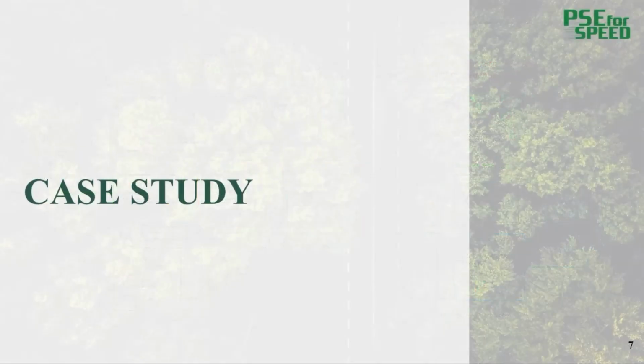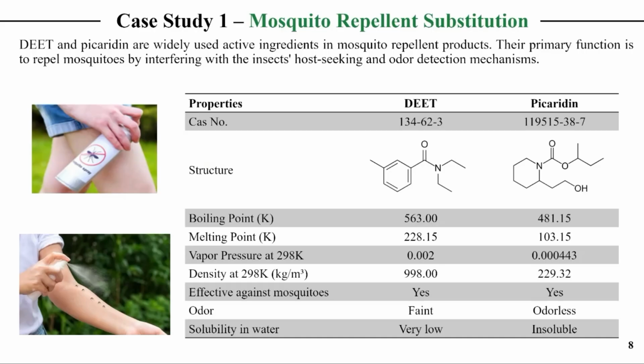Next, I would like to present several case studies to demonstrate how ChemSub can support practical chemical substitution problems. The first case study involves mosquito repellent, where substitution of the active ingredient is considered. In this example, DEET and picaridin are compared because both are widely used as active ingredients in mosquito repellent products. The objective of this analysis is to evaluate both performance-related properties and hazardous effects in order to identify a safer active ingredient. The objective of DEET or picaridin is to keep the mosquitoes away.